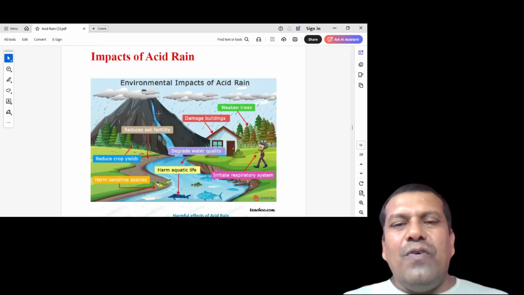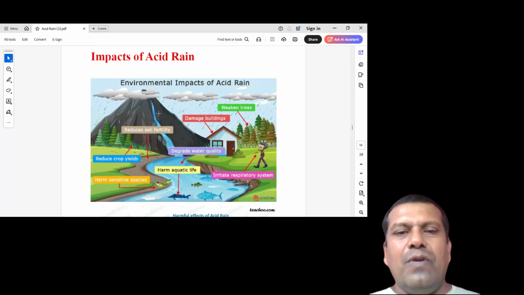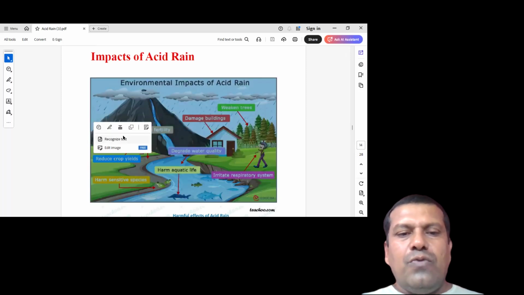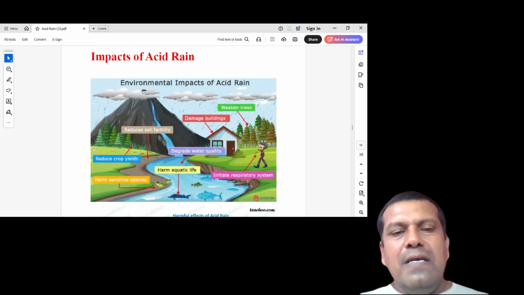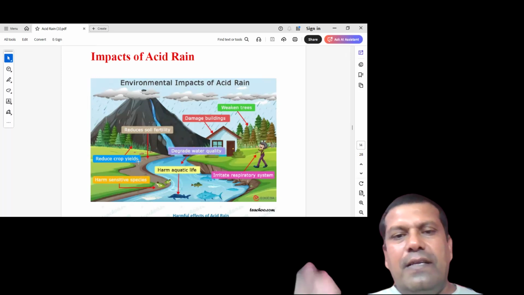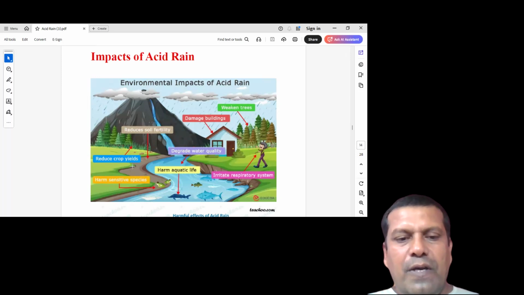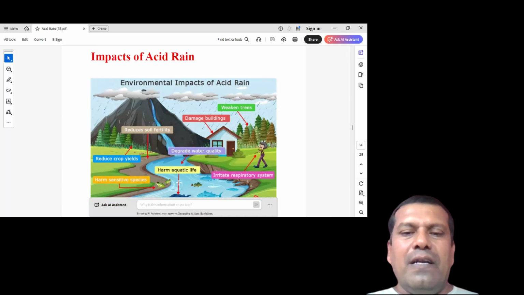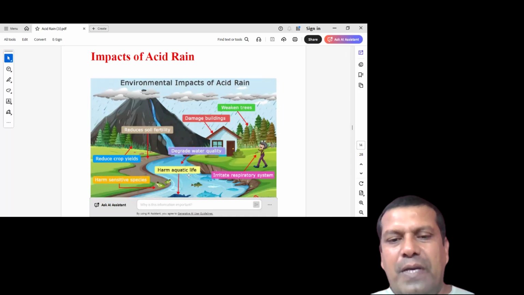It also reduces the soil fertility, so the overall agriculture will be damaged. When the soil quality is degraded, it reduces the crop yields. So when the productivity of the crops gets reduced, the farmer may incur losses and finally get trapped into debts. It also harms sensitive species. The aquatic life, whatever fishes or amphibians are there, will be impacted because of the acid rain.